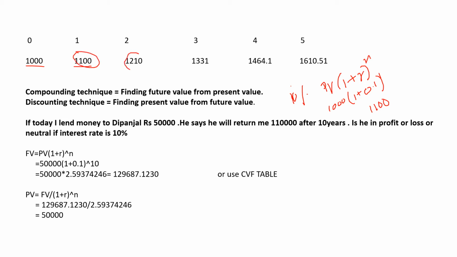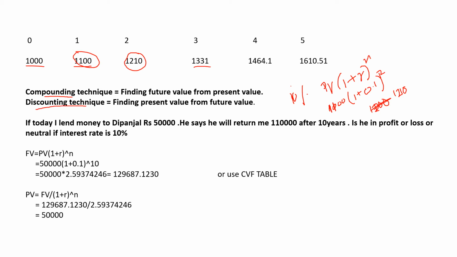After 2 years also I can find it that way. How can I find it? Here we will be putting 1100 instead of 1000, and here instead of 1 it will be 2, and it becomes 1210. This is the second year. So when we want to find the future value from the present value, we will be using the compounding technique. And when we want to find the present value and the future value is given to us, we will be using the discounting technique. We will be discounting it.